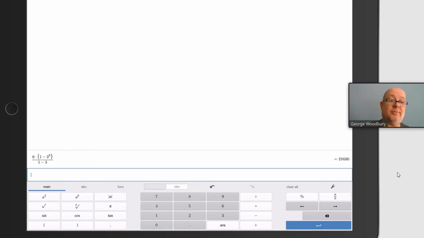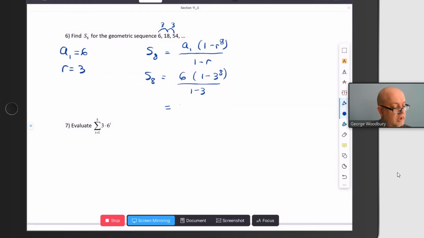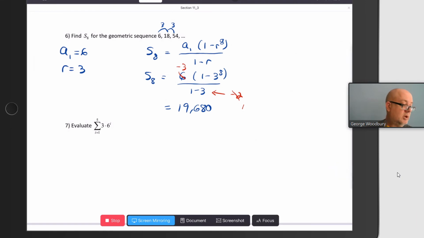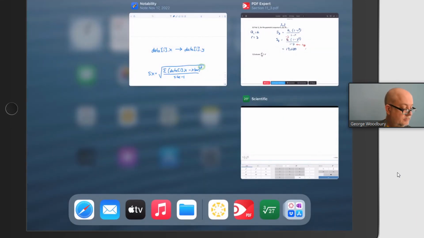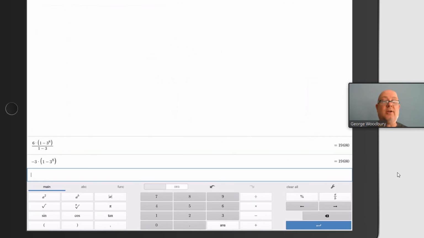But we could also simplify some things, and let me show you what that looks like. So first, 19,680, that is the result. I could make this denominator of 1 minus 3, that is negative 2. And I could divide negative 2 into negative 6, that goes negative 3 times. So I could have just multiplied negative 3 by that expression. Negative 3 times 1 minus 3 to the 8th power, and there we have the same exact result.